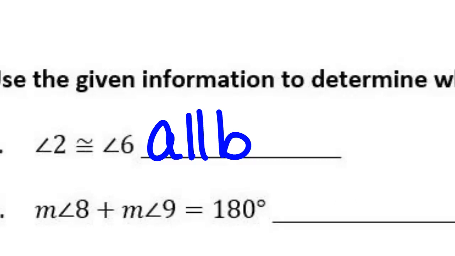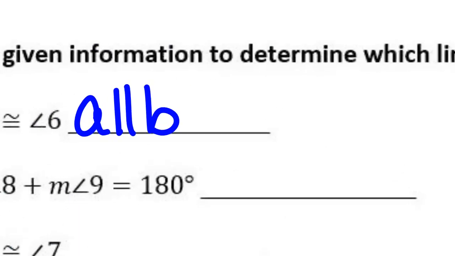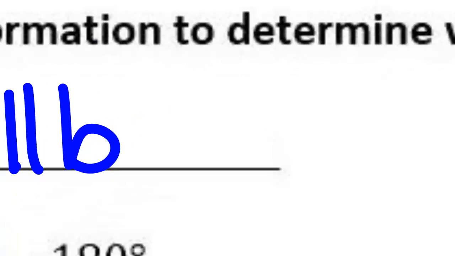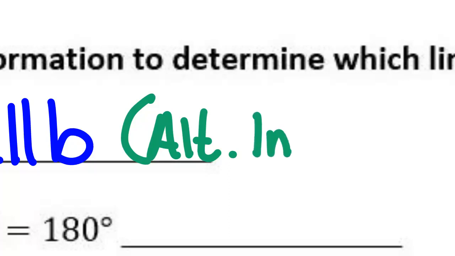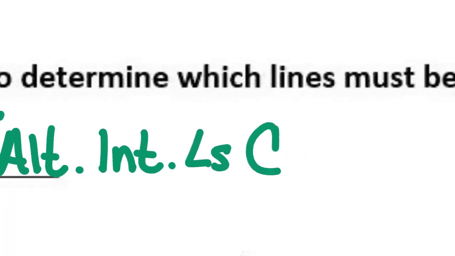Now let's figure out why we're allowed to say that. What's the name for angle 2 and angle 6? Close. Alternate interior, because they're on opposite sides of that transversal. So what we just used to be able to say that is the alternate interior angles converse.